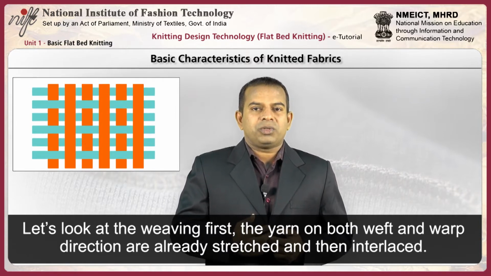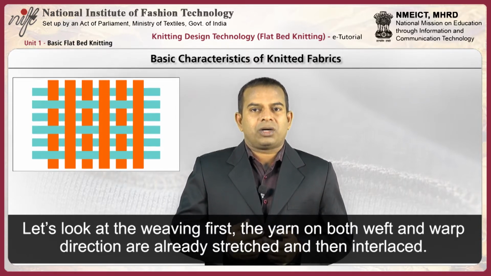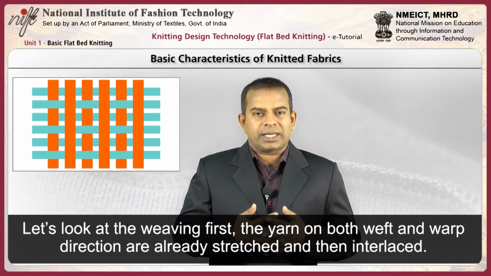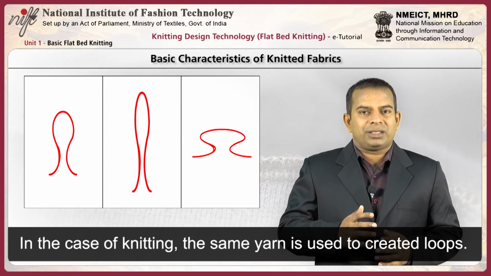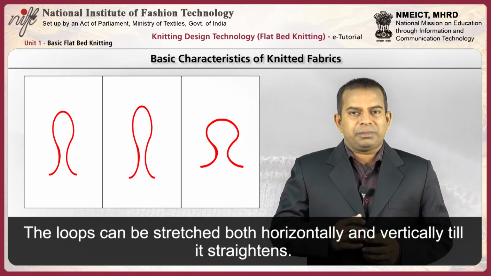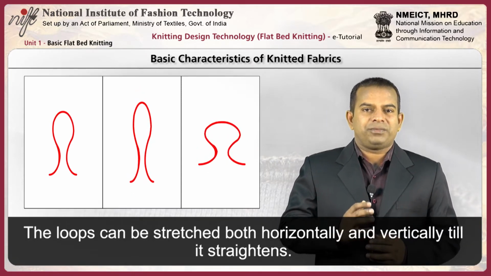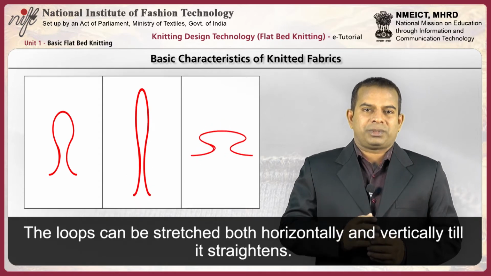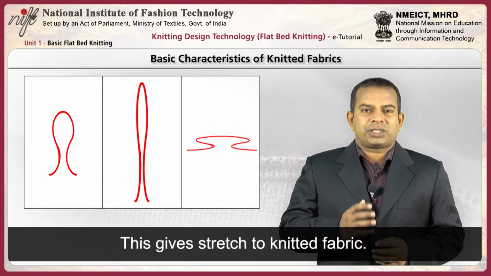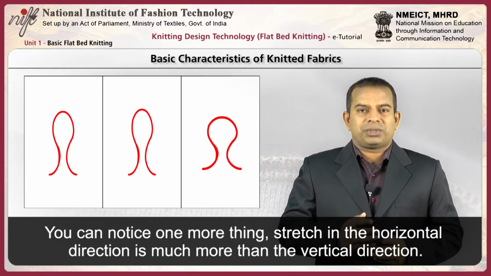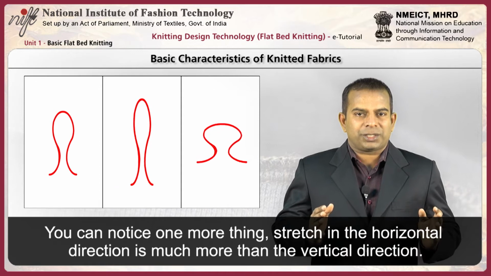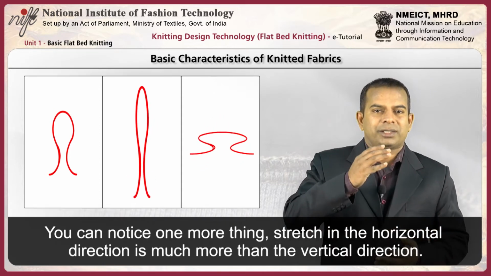The yarns in both warp and weft directions are already stretched and then interlaced. In the case of knitting, the same yarn is used to create loops. The loops can be stretched both horizontally and vertically till they straighten up. This gives the stretch to knit fabric. You can notice one more thing. The stretch in the horizontal direction is much more than in the vertical direction.